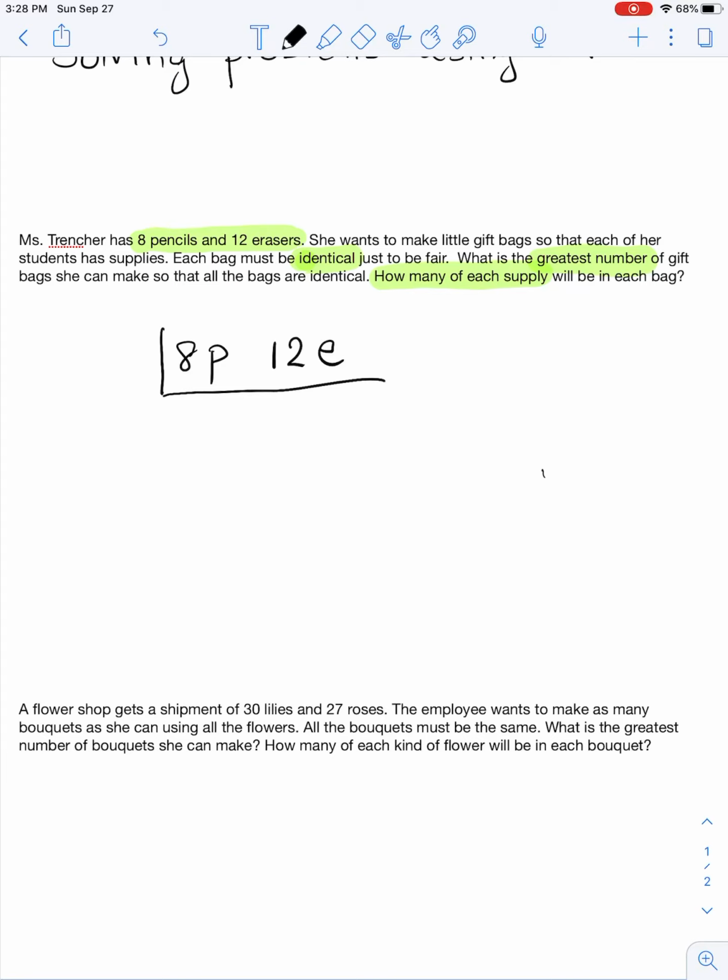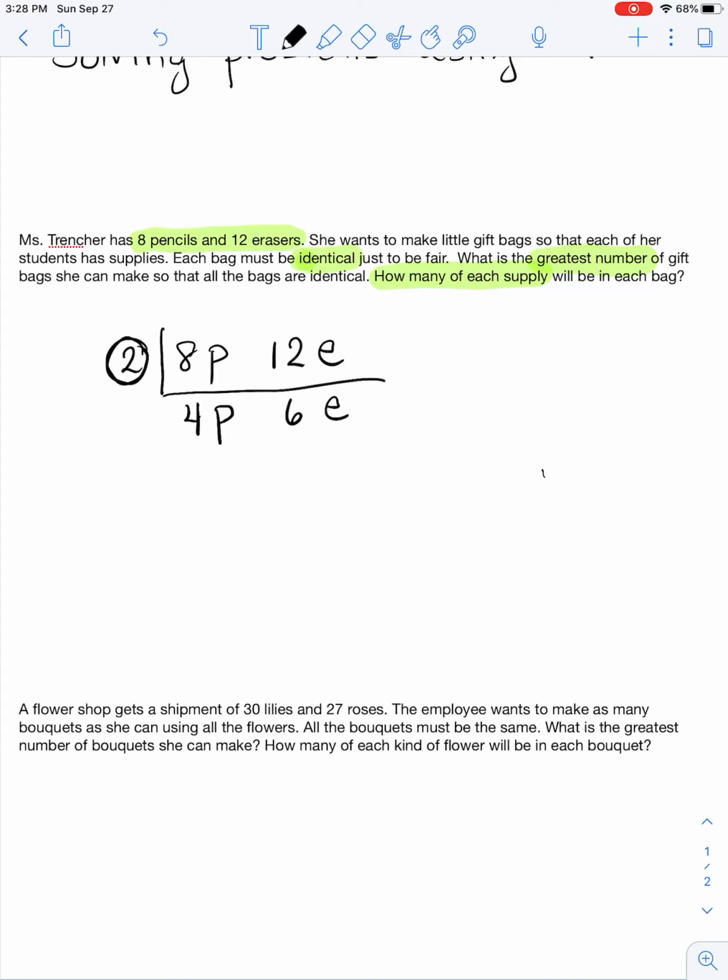So here I can see, let's say, I know that they have a 2 in common. So 2 goes into 8 4 times. I'm going to bring down the P for pencils. 2 goes into 12 6 times. I'm going to bring down the E for erasers. Now, what I have right now is that Miss Trencher can make 2 bags. Okay, she can make 2 bags, and each bag would have 4 pencils and 6 erasers.